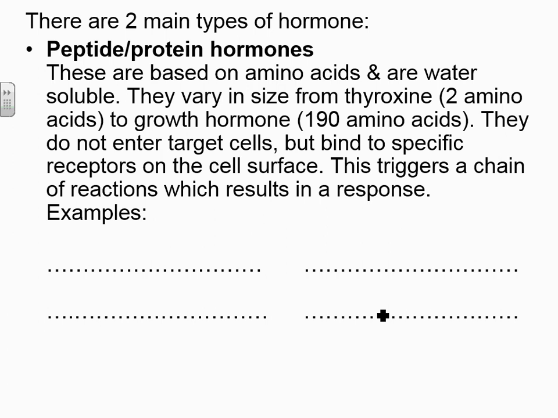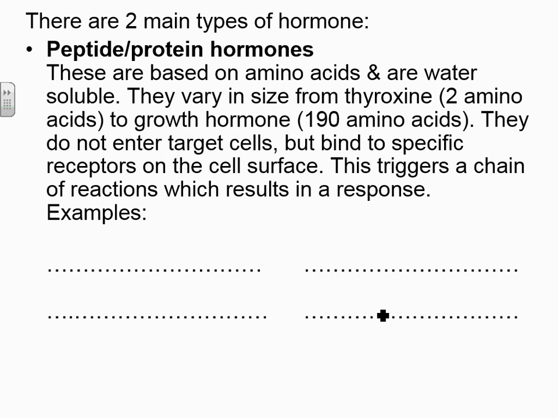And they're used for building proteins. So all proteins are built out of amino acids, anything from a couple up to hundreds. And so what we've got here, we could talk about peptides. Peptides are usually small chains of amino acids, whereas proteins are generally bigger, I suppose. That's the way we describe it. They're water soluble, as it says here. So we might expect they're not going to get through the membrane. And they vary in size from thyroxine, which is only 2 amino acids long, to growth hormone, which is 190 amino acids long.